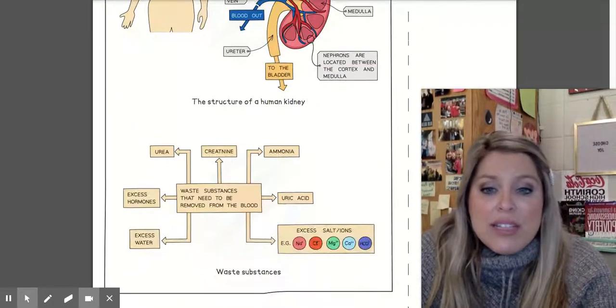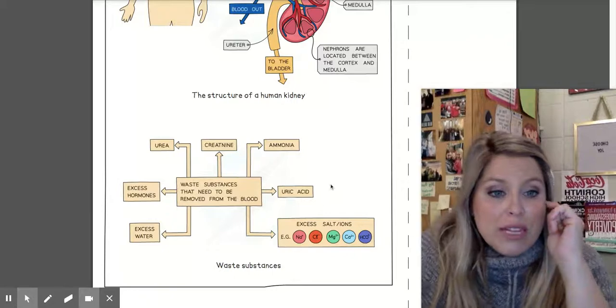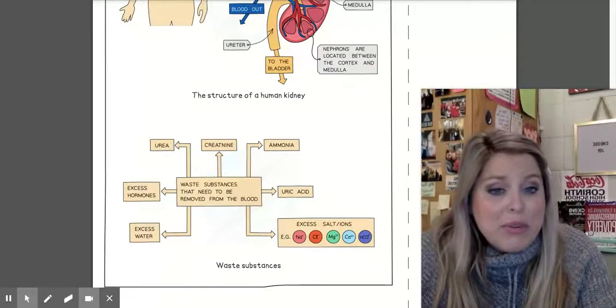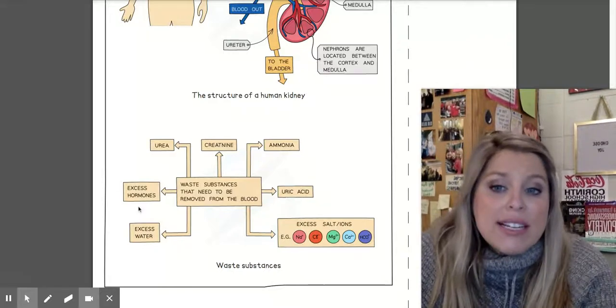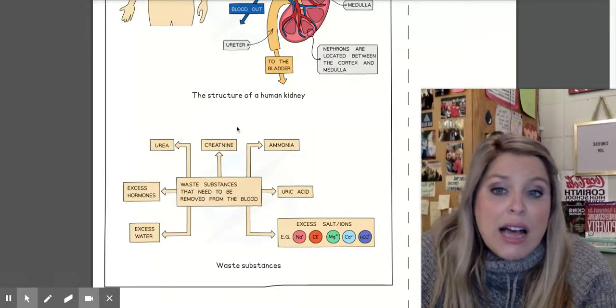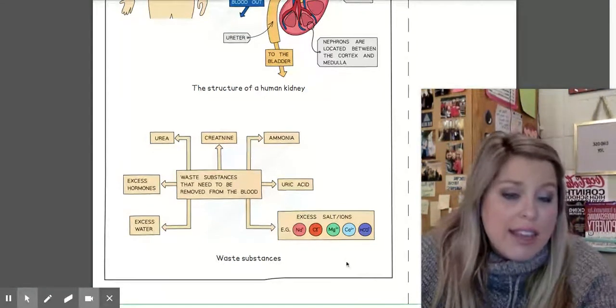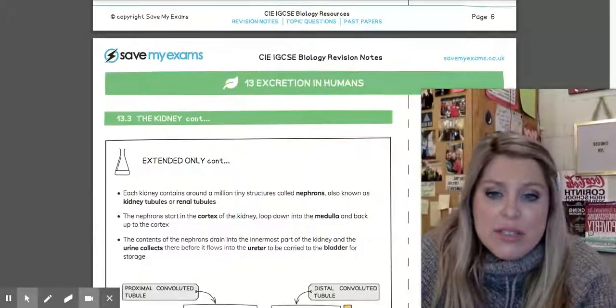Just so you know, this will be in your notes: waste substances that need to be removed from the blood are excess water, excess hormones, urea, creatine, ammonia, uric acid, and any type of excess salts or ions listed here. Again, that'll be provided for you in your notes.